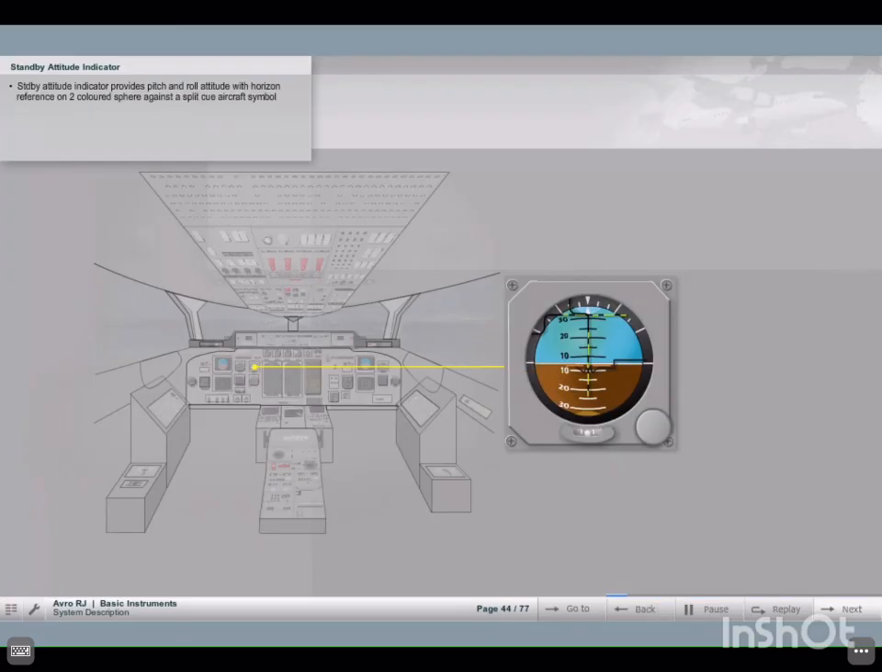The standby attitude indicator provides pitch and roll attitude with horizon reference on a two-colored sphere against a split Q aircraft symbol. The horizon is shown as a white line dividing the brown earth reference and the cyan sky above. Pitch divisions are marked out every 5 degrees and are numbered every 10.